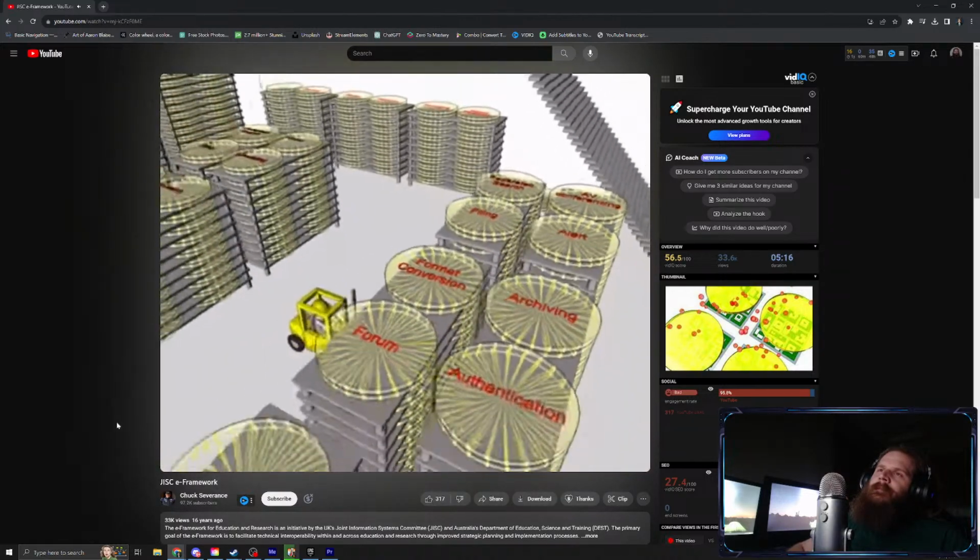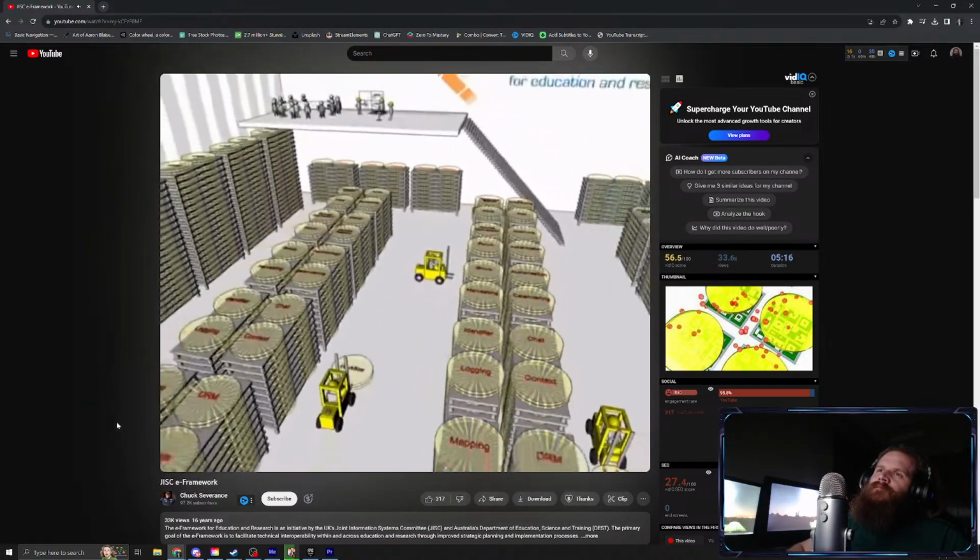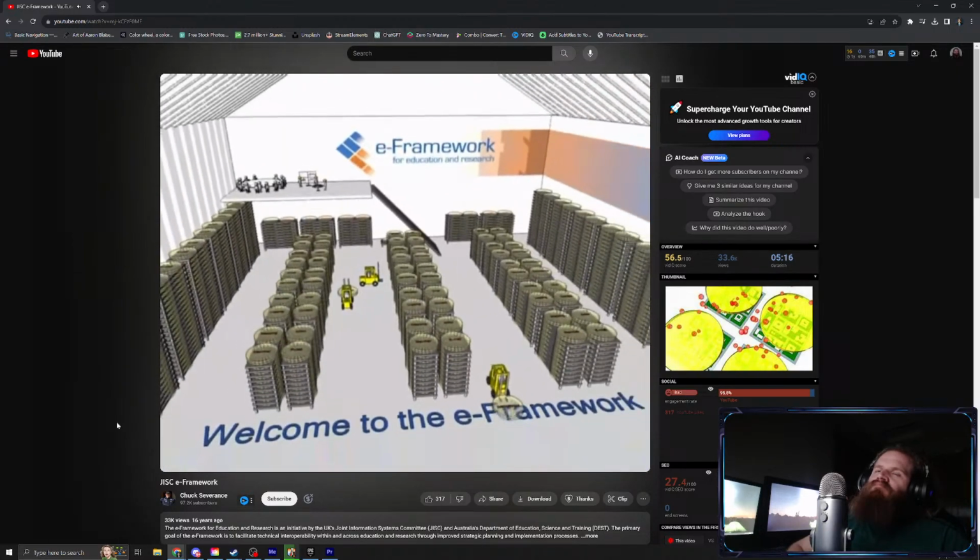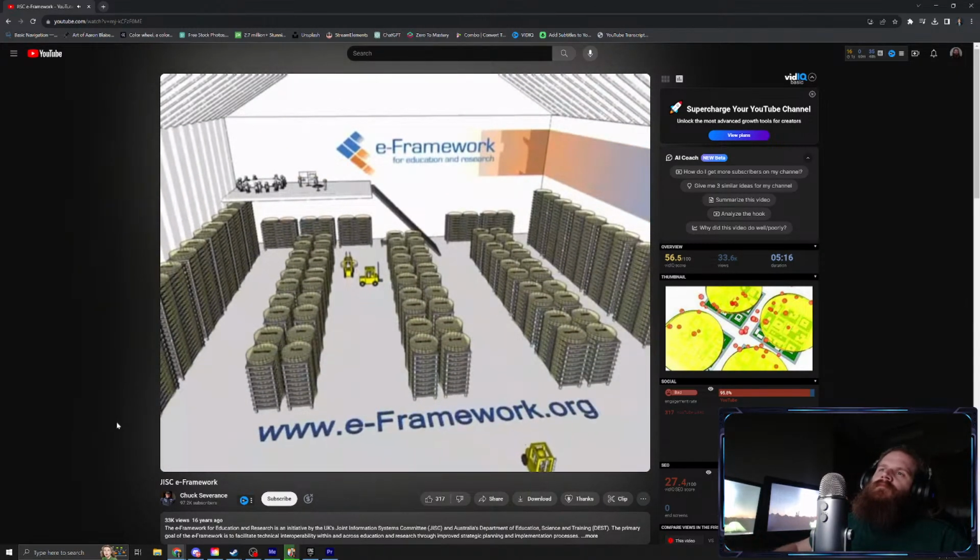The E-Framework website is thus becoming a knowledge base that is developing a shared vocabulary and way of thinking for all in education and research.